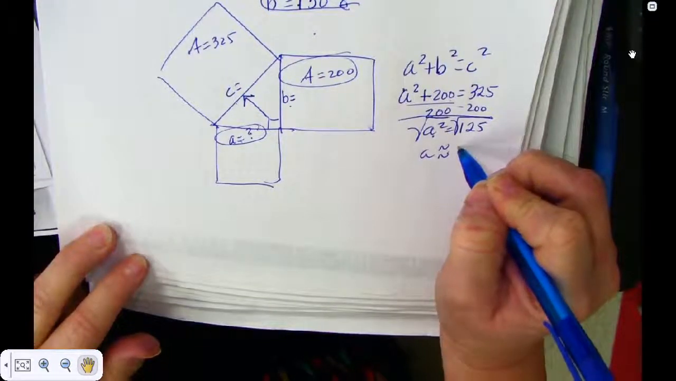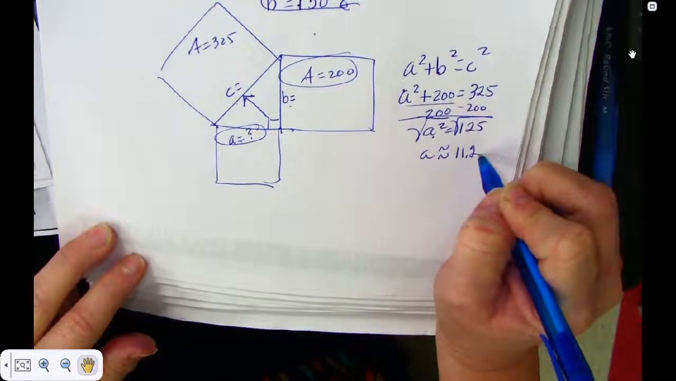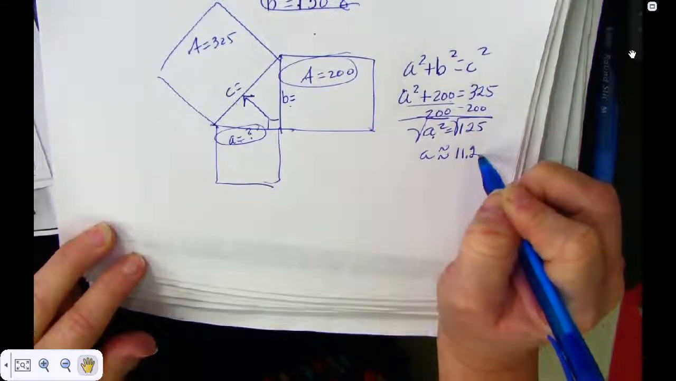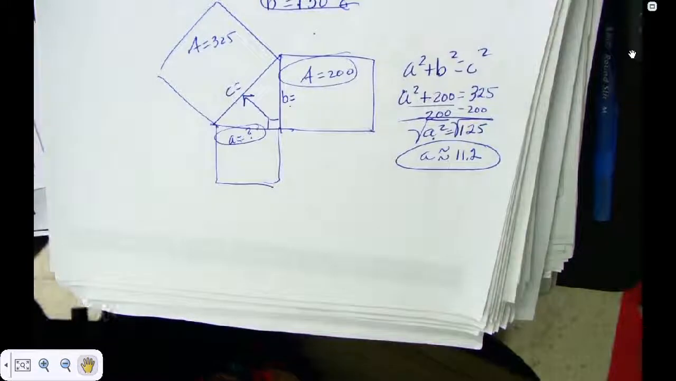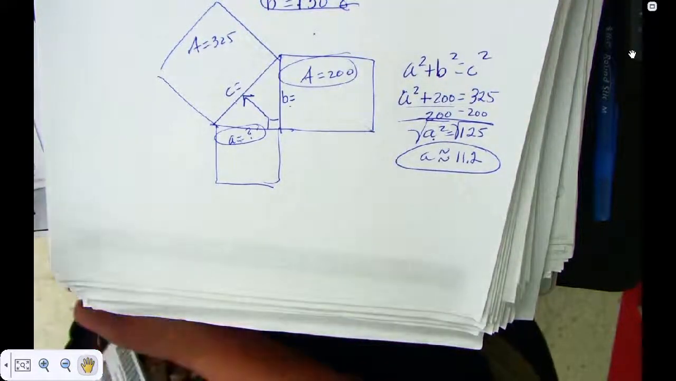not 12. 11.2 is what I got. Well, you got 11.18, and so you rounded to 11.2. We should know how to round to nearest tenth now. We've done that all year. Different situations have come up.